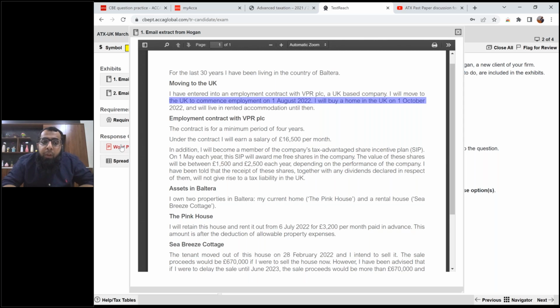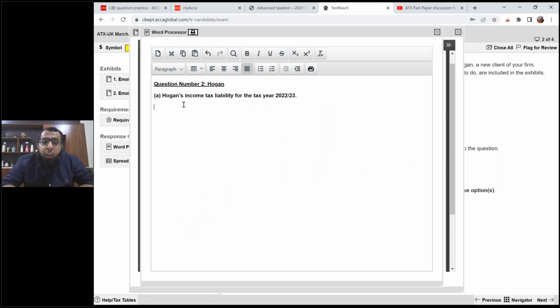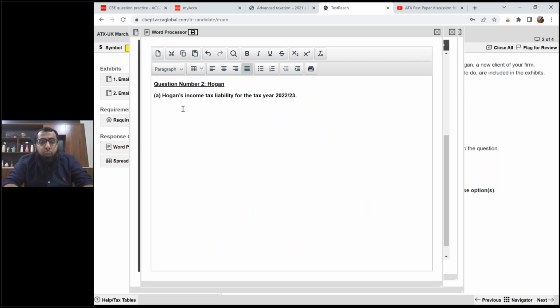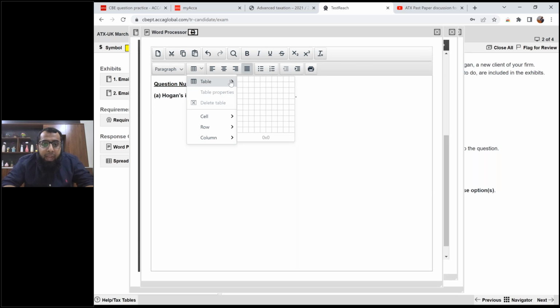Okay, listen to me while I draft the answer. First of all, we have to calculate his income tax liability. Calculate Hogan's income tax liability for the tax year. I want you all to concentrate on it. I will add a table here.